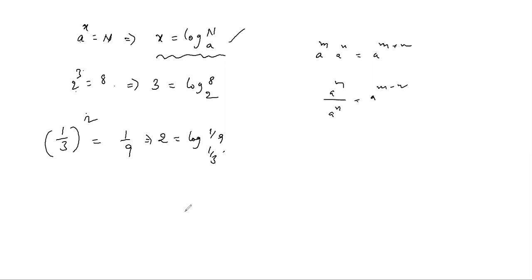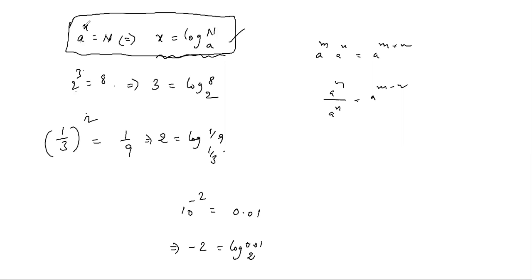10 power minus 2 equals 0.01. In that case, we write minus 2 equals log of 0.01 base 10. This is exponential form to logarithm. This is the definition of logarithm.